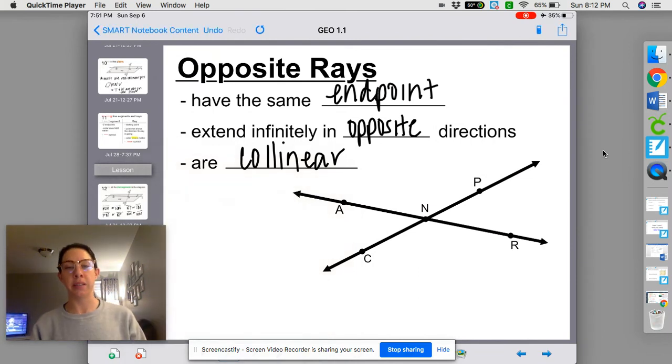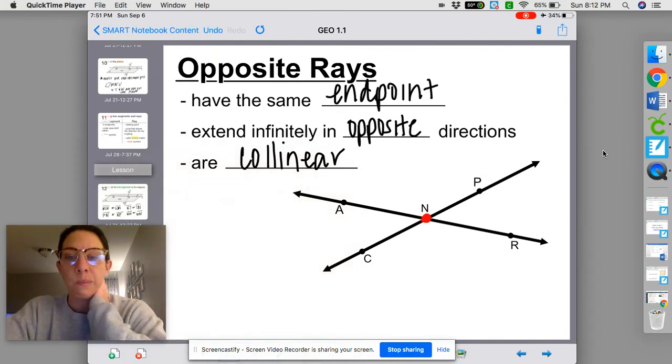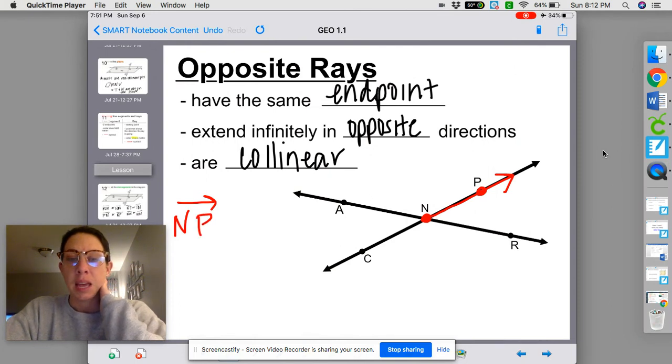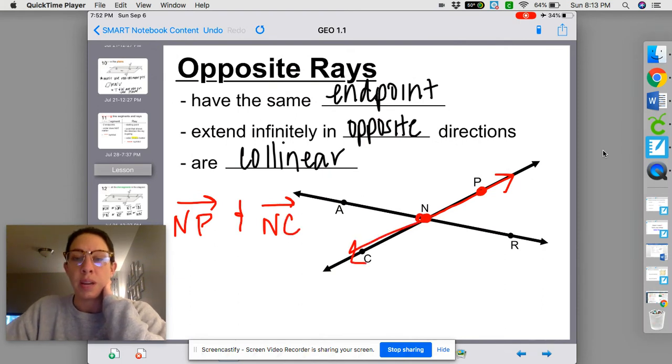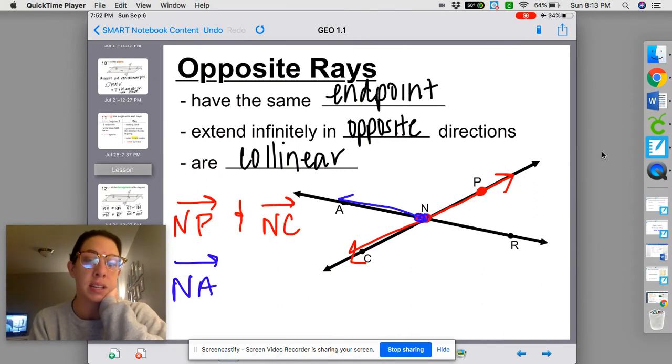So let's say I'm looking at this diagram and I start with endpoint N and I want to head in the direction of P. So I have ray NP. The ray that's opposite ray NP has to have the same endpoint. So we're going to have endpoint N again, and it has to be on the same line. So the only other ray that's opposite NP would be ray NC because it's collinear with it, it has the same endpoint, and it's extending in the opposite direction. And the other pair would be ray NA and ray NR.